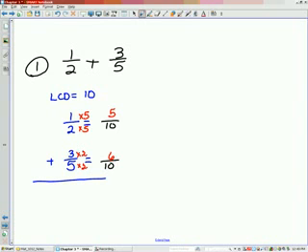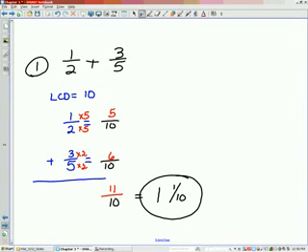And now we are ready to add our numerators. 5 plus 6, of course, gives me 11. And I keep my denominator. Now 11/10 is an improper fraction and it must be reduced. 10 goes into 11 one time with 1 left over. And so my final answer would be 1 1/10.